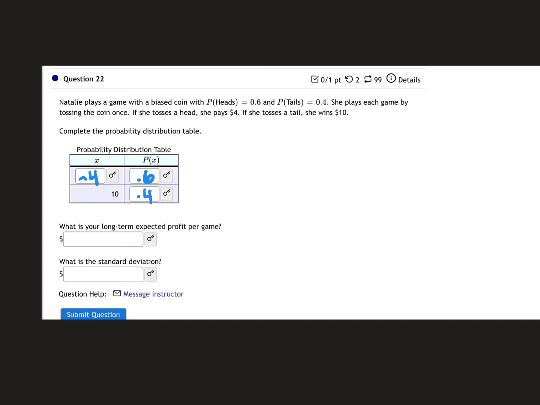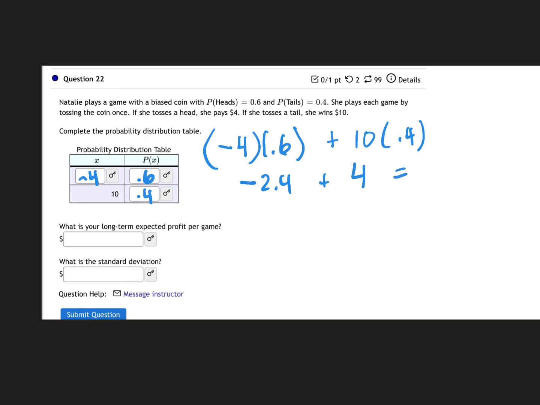Is she going to make money in the long run? Let's find out. That's the average. So I go -4 times 0.6 plus 10 times 0.4. That would be -2.4 plus 4. Looks like she's going to come out ahead. She's going to make, on average, $1.60. And don't put the dollar sign, it's already there.